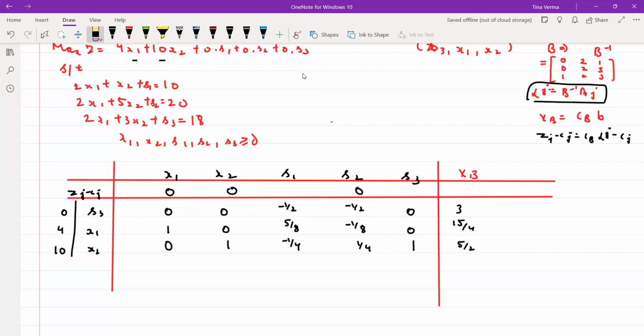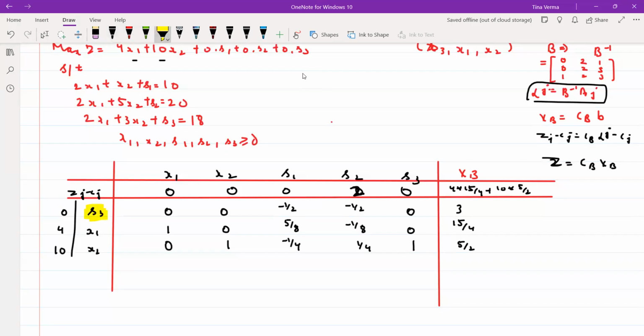0, 0, 0, and this is coming out to be your 2, and this is your 0. And the solution here is, this you can calculate: 4 into 15 by 4 plus 10 into 5 by 2. If it is not given to you, that is your z value. Z is your Cb into Xb, right? Now you can see what are your basic variables.